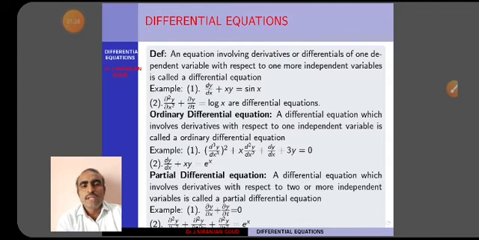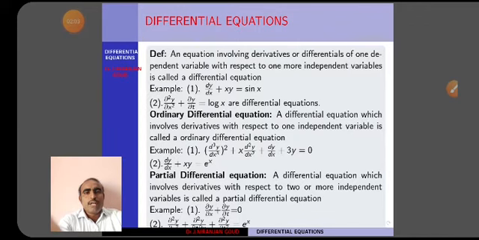Example 1: (d cube y by dx cube) whole square plus x into d square y by dx square plus dy by dx plus 3y is equal to 0. The second example is dy by dx plus xy is equal to e power x. Both of these equations have derivatives with respect to one independent variable.